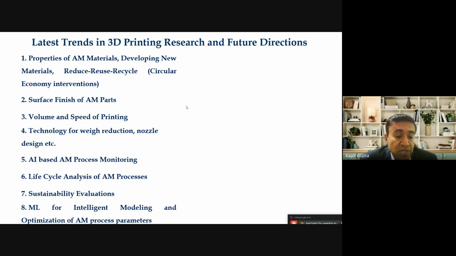Okay, sustainability evaluations. So evaluation for sustainability, this carbon emission evaluation, the equivalent amount of CO2 emission in grams. Machine learning based interventions for intelligent modeling and optimization of AM process parameters, for the aforementioned, that you are optimizing AM process parameters in order to increase the quality of the parts, in order to increase the volume and speed of printing, and to develop better materials.